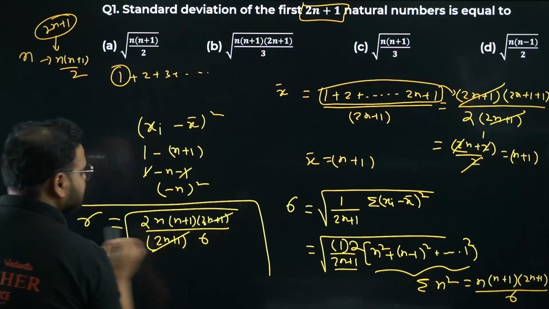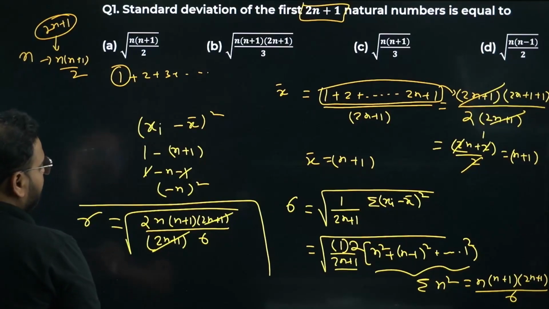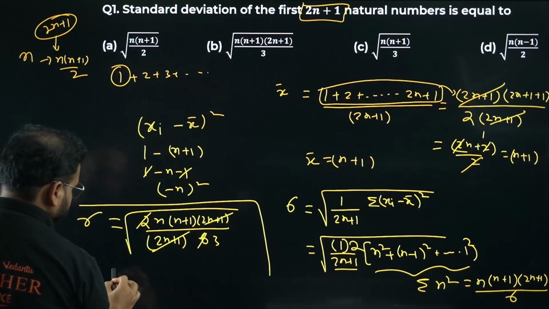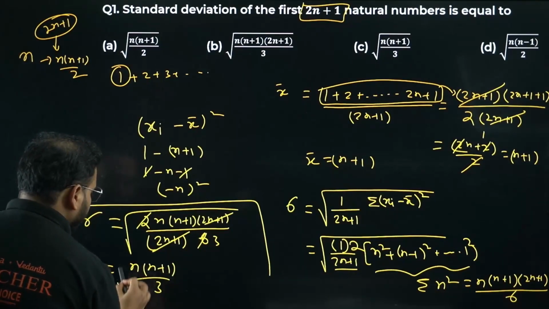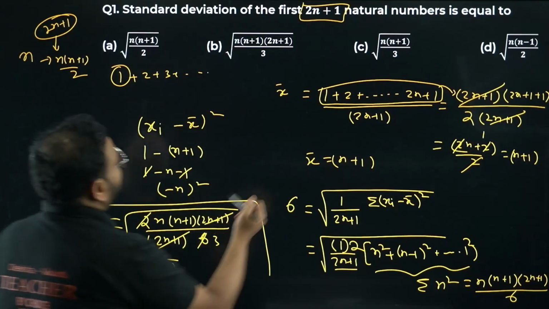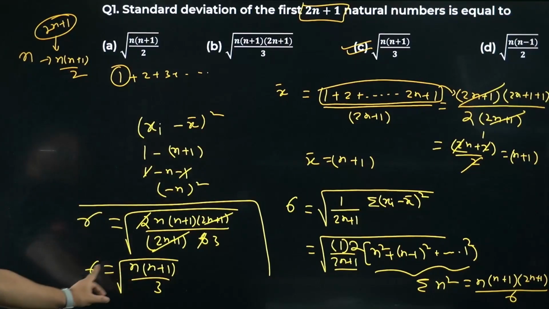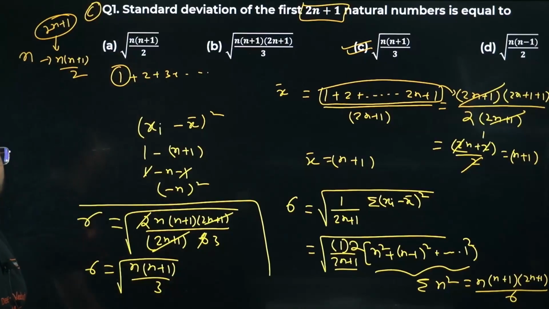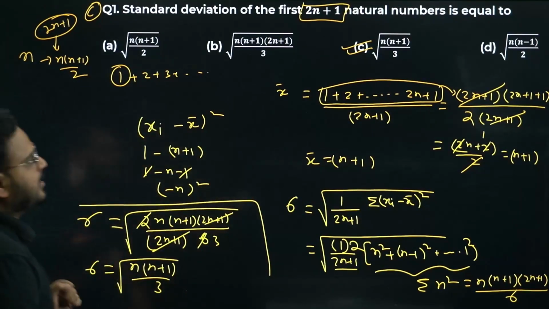This and this are getting cancelled. Please check what I have: here 2 3s are 6, no? So I'll have the answer as n times n plus 1 by 3 in the root. This is the sigma value. Option is coming as C, right? Yeah, this is the value of standard deviation, C. Please check. Okay, done, question is done. It's a very good question. Extremely good question. Have a look.